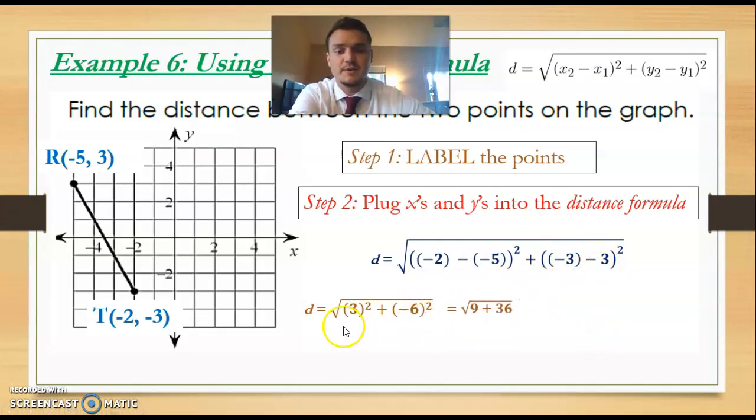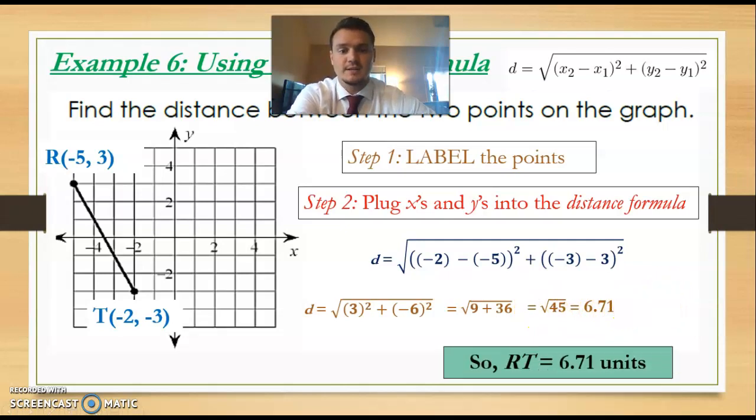We would simplify this further. 3 squared is 9. -6 squared is 36. Simplify this further. 9 plus 36 is 45. Square root of 45 is 6.71. So in our answer, we would say that the distance from these 2 points, R to T, is 6.71 units.